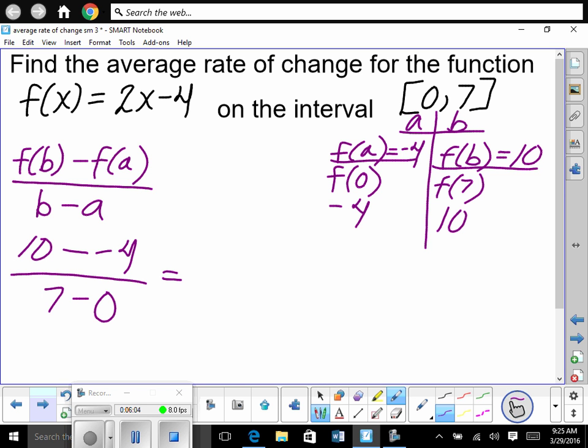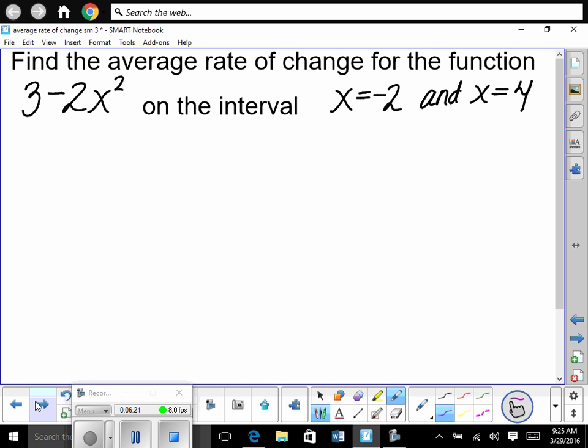So 10 minus negative 4 would be 14, right? Yep. All over 7, which is 2. So guys, the average rate of change on the interval from 0 to 7 was 2. There was only an average rate of change of 2 between 0 to 7. Does that make sense, everybody? Okay, let's do another one.